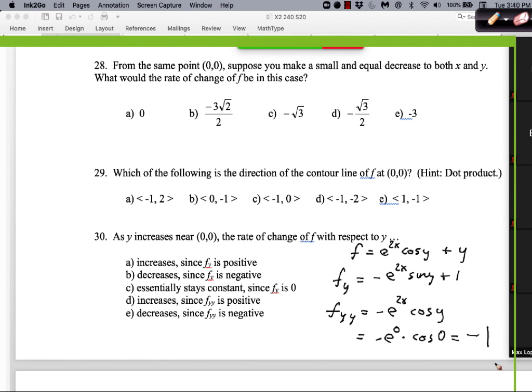Okay, so if that second derivative is negative, then the partial with respect to y is decreasing. So the rate of change of f with respect to y, because the second derivative is negative, that decreases since fyy is negative. Okay, questions about that one?